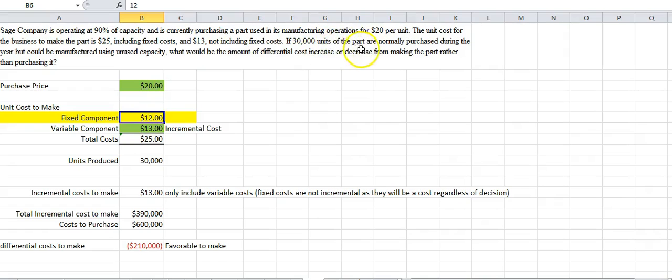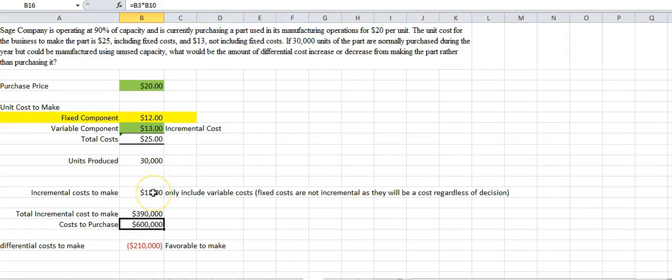If 30,000 of the units are normally purchased during the year but could be manufactured, what would be the amount of differential cost increase or decrease for making the part rather than purchasing it? Well, I could see that my incremental cost is only $13, right? Because I'm not going to include the fixed cost. If I purchase it, it's going to be 20 times 30. It's going to be $600,000.